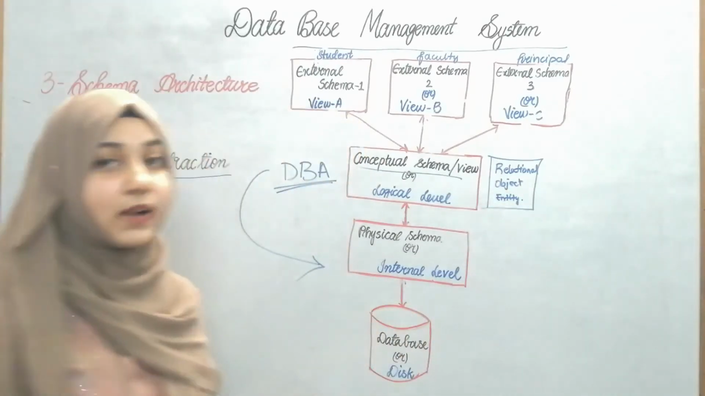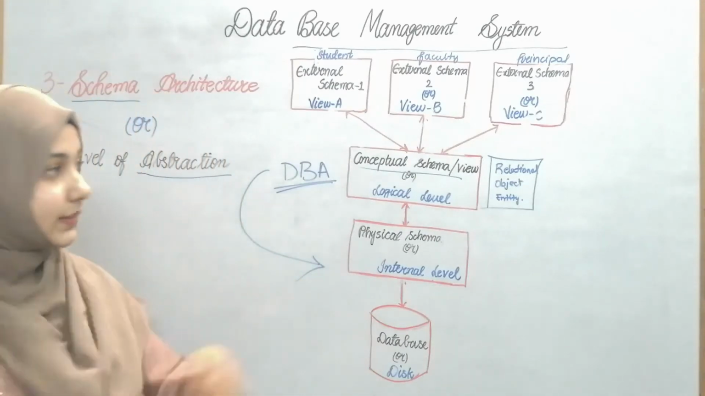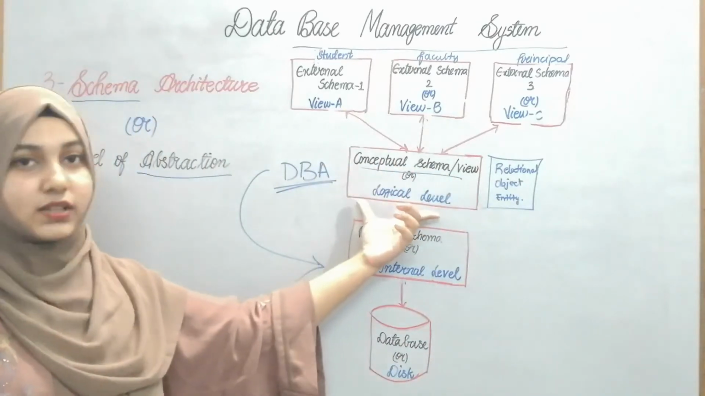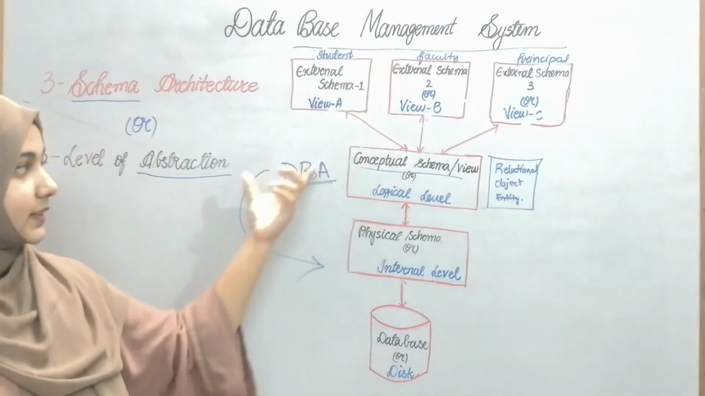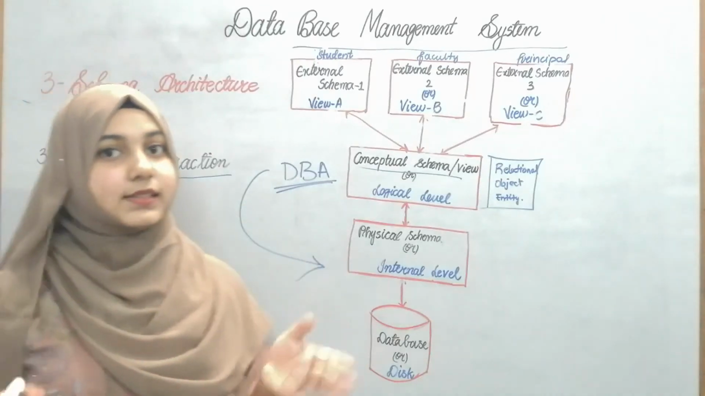It can be stored in the form of hierarchy. It can be stored in the form of network. Anyways, in which form it should be stored, that is decided where? At the conceptual level. Okay? And it is decided by whom? Database administrators. Data को कैसे store करना है?